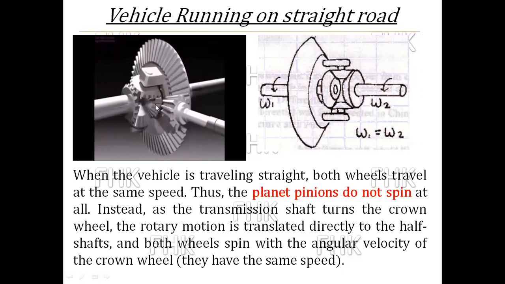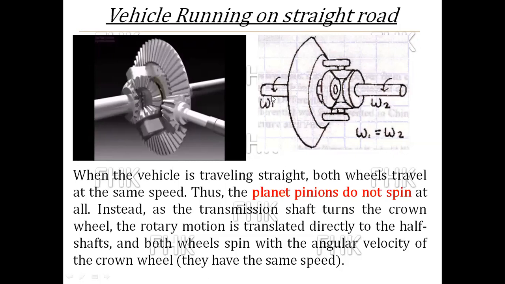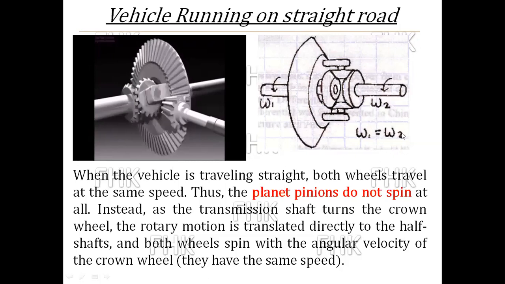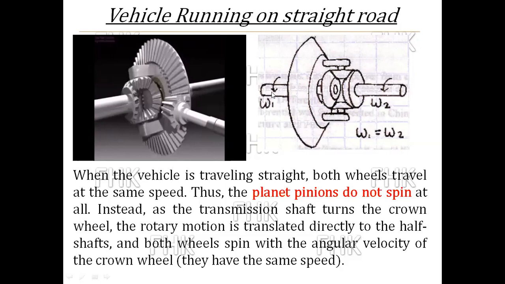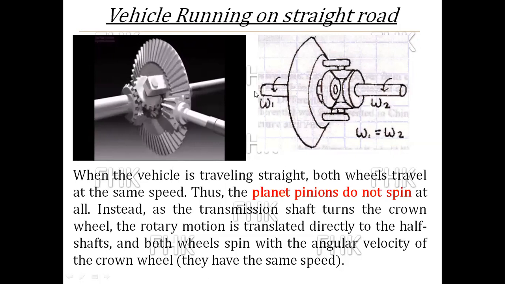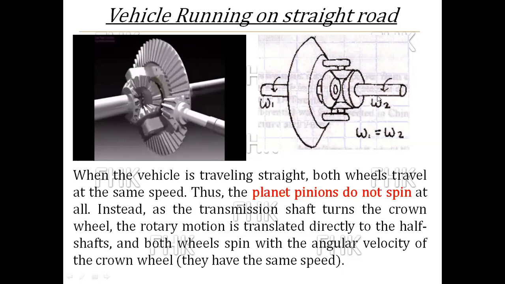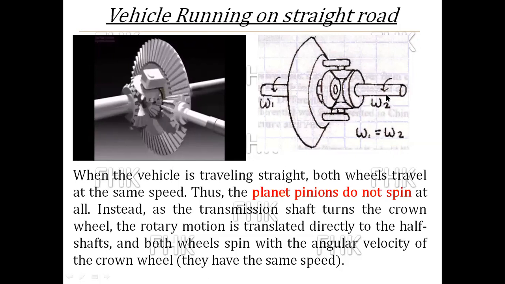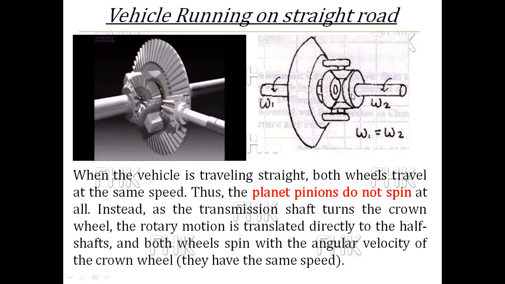So sun gear A and sun gear B have the same angular velocity. Here you can see omega 1 is equal to omega 2. The angular velocity of the left-hand half axle is equal to the angular velocity of the right-hand half axle. So while going straight, both wheels have the same angular velocity, so omega 1 is equal to omega 2.